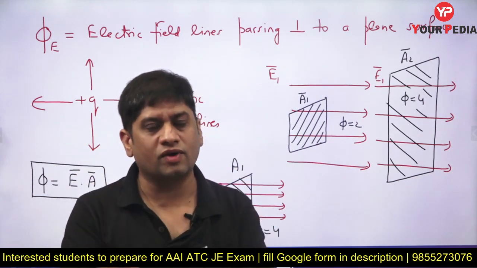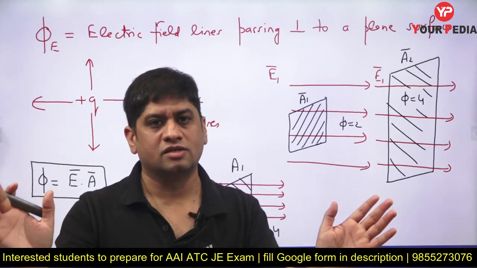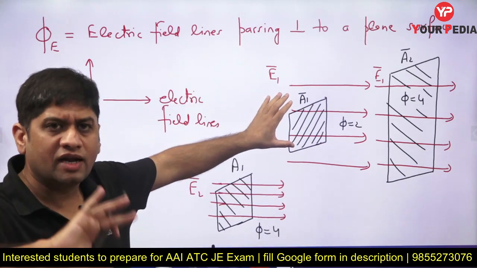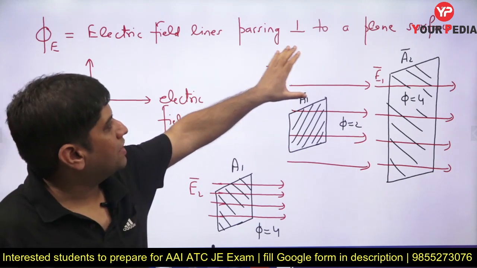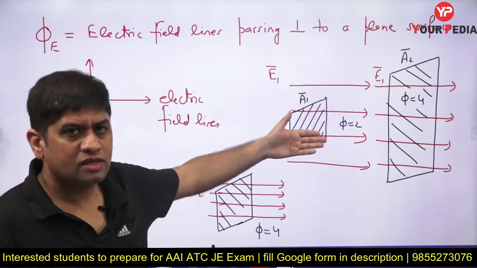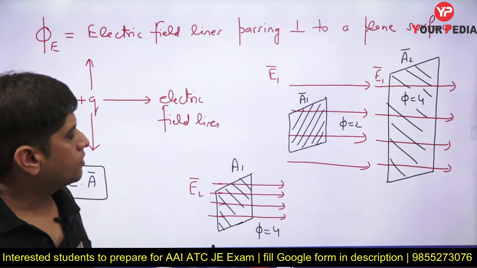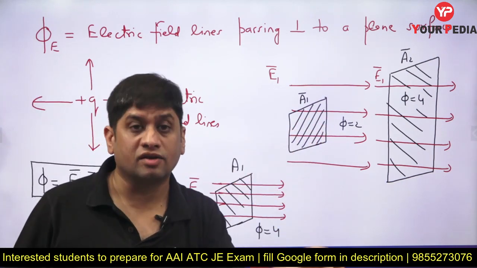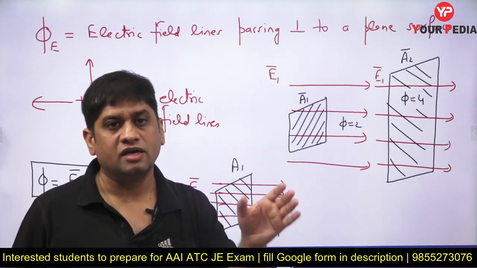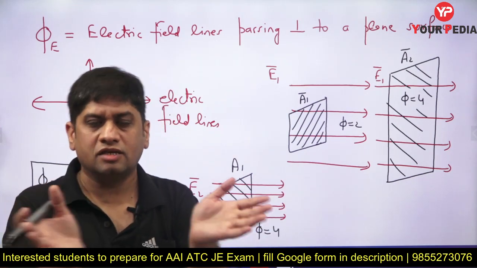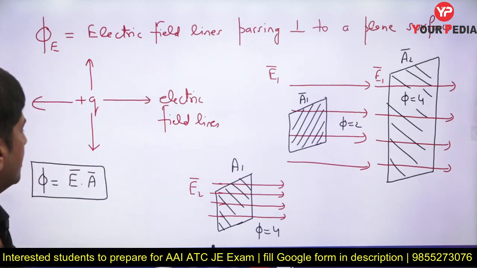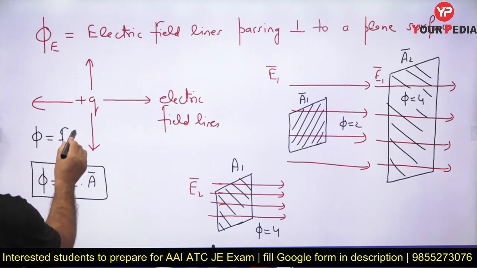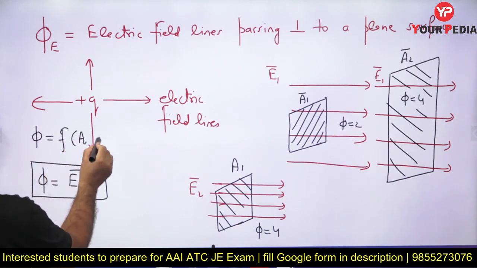I can change electric flux by changing either of two things. Electric flux is the number of electric field lines passing perpendicular to a plane surface. This is the plane surface, perpendicular to that. Either I can change the area or I can change the electric field E. If I change either E or A, the electric flux changes. That means electric flux, which I defined as phi, is a function of either area or electric field.